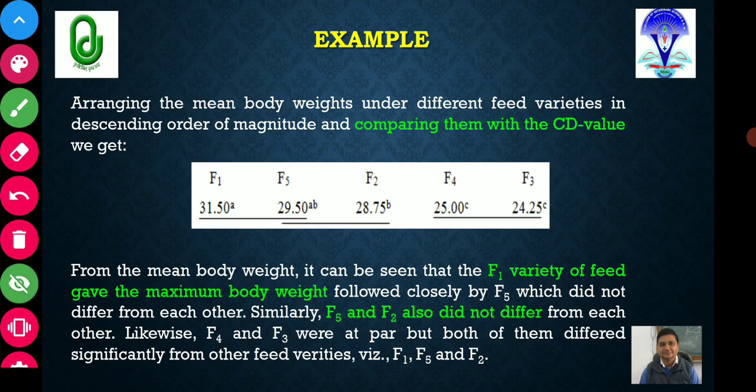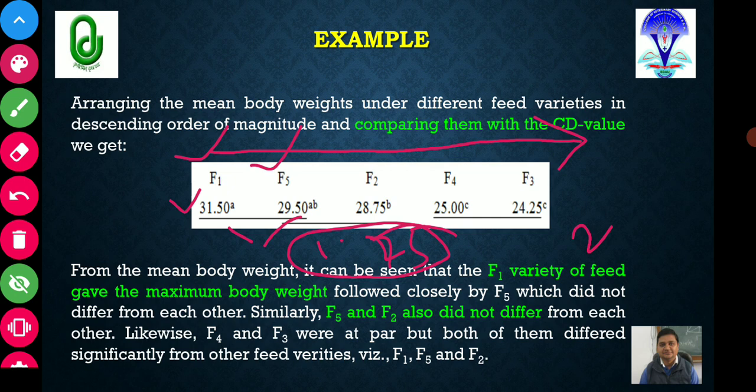So you write here all the feeds in descending order: F1, F5, F2, F4 and F3. Now you can see I have written here the means, and this is the first mean difference. It will be around 1 point something, so 1.75 maybe. This difference is lesser than the critical difference value. So there is no difference between F1 and F5. If you try to find the difference between F1 and F3, it will be greater than 2. So F1 and F2 are different.